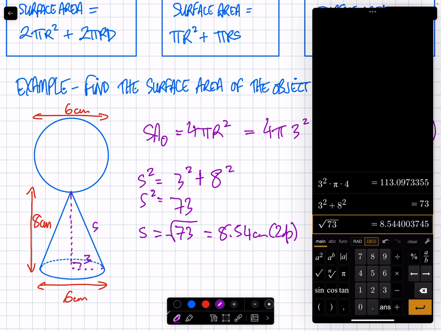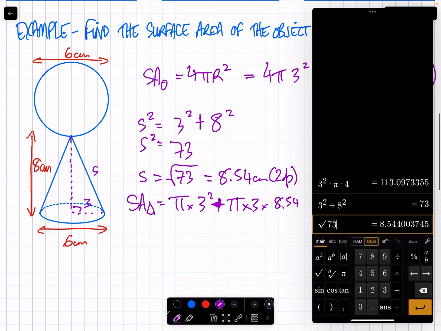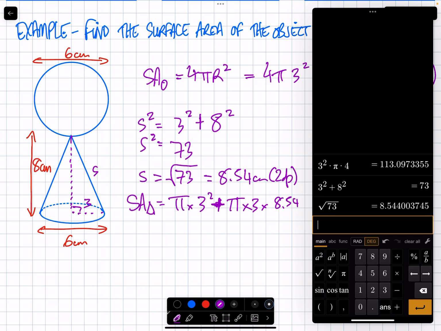Do I have what I need to find the surface area of the cone? Do I? Pi, I don't get a choice in. Do I know the radius of the cone? Yep. Do I know what S is? Yes. Yeah, that's what you just worked out, okay? So I can work that out now. SA of the cone equals pi times 3 squared plus pi times 3 times S, which was 8.54. So chuck that in your calculator and you're done.